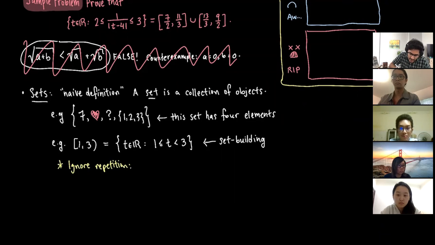If I have a set, you ignore repetition and you ignore ordering. Like if I rearranged the elements of this set here, like if I put the heart before the 7, it would have been the same set.